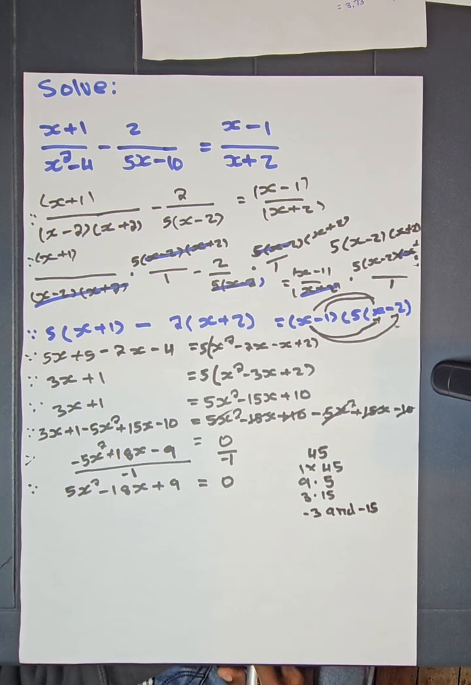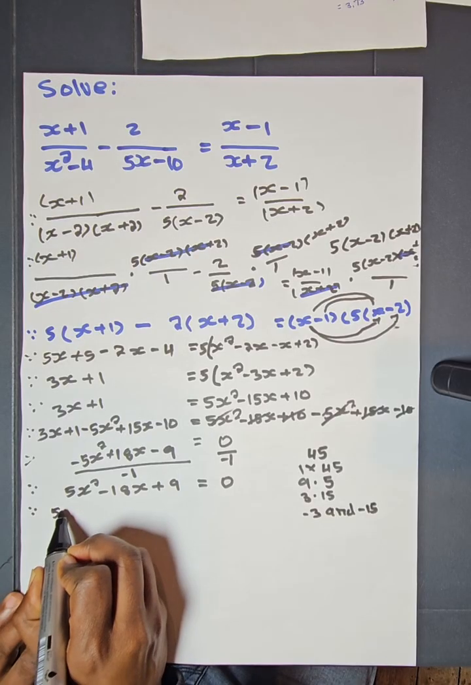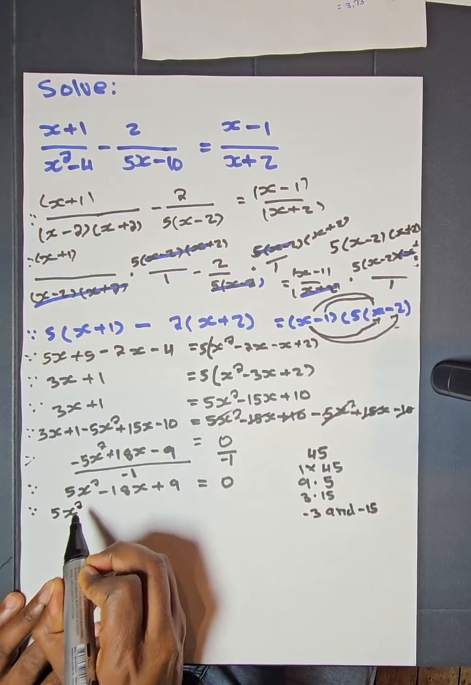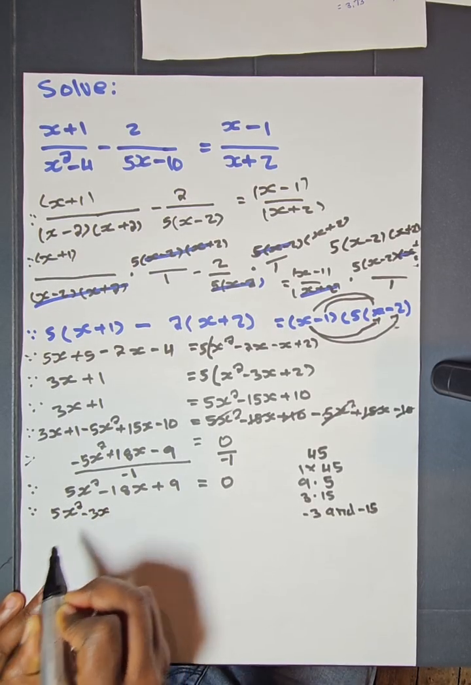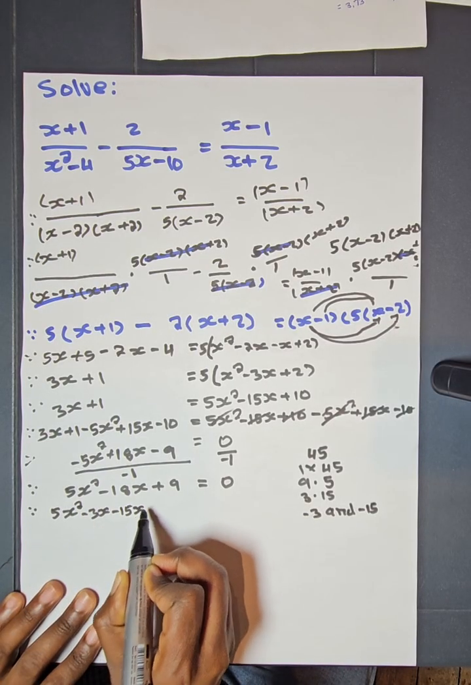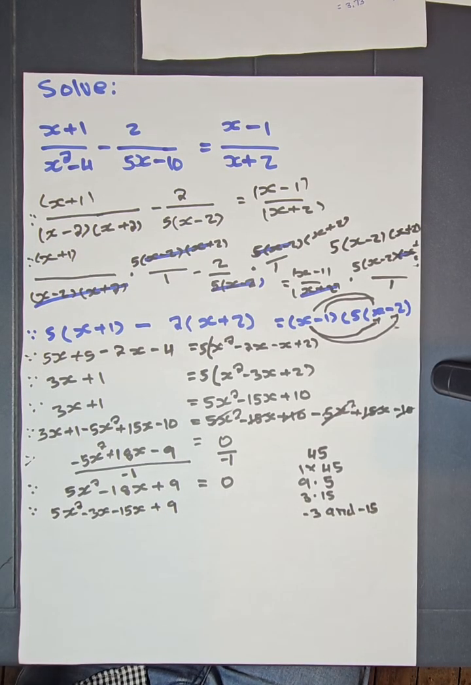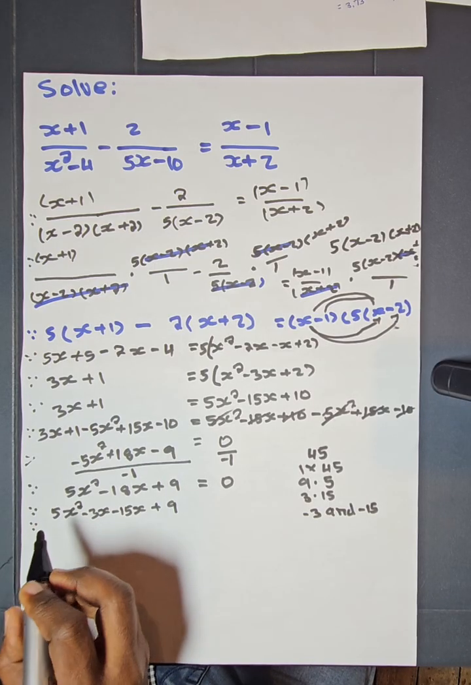We're going to therefore replace minus 18x with minus 3x and minus 15x in order to factorize this expression. 5x squared minus 3x, minus 15x plus 9. Now, we substituted minus 3 and minus 15 in place of minus 18x. Now what we need is to group.